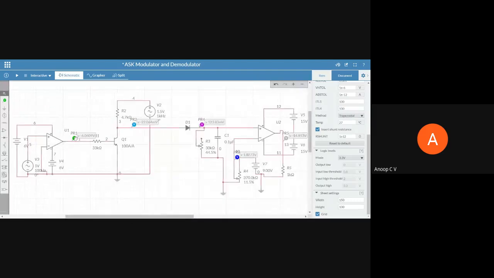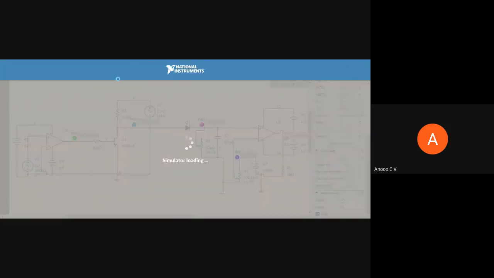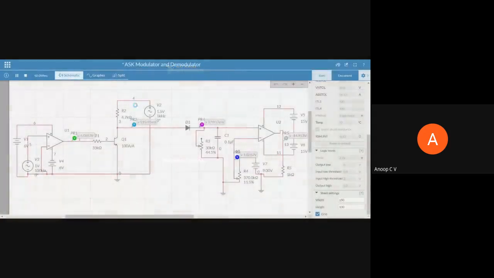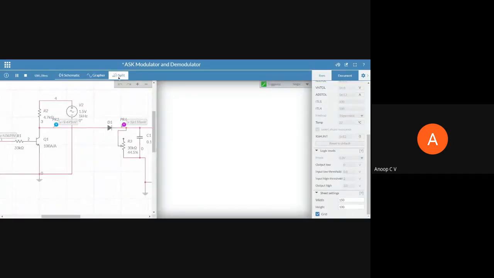Okay, I have some issue with my connection. One second, please excuse me. Right, so I'll just simulate it again. Now what I've done is I've changed this reference value. Right, I'll simulate it again.